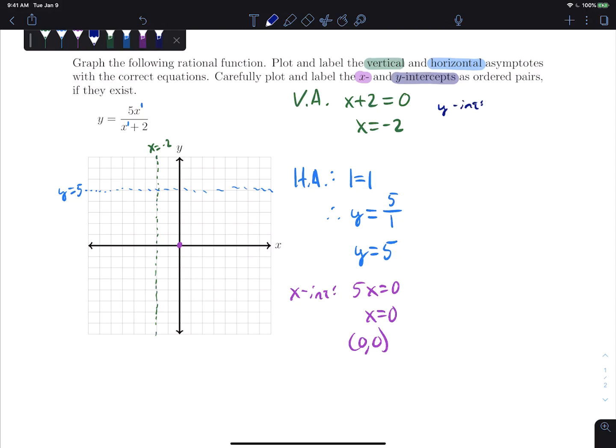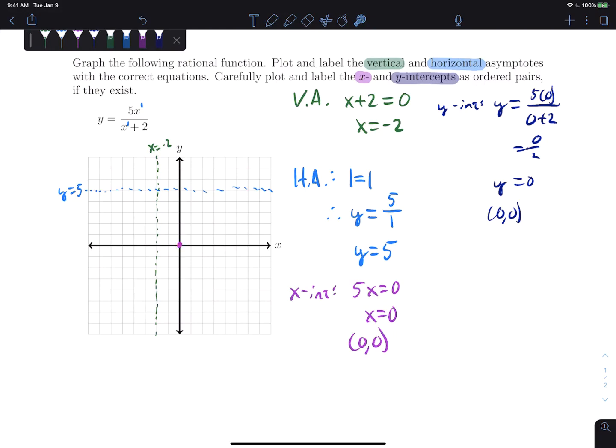I want to find where x is 0. I want to find the y value where x is 0. Simplifying, that gives me y equals 0. So the coordinate would again be (0, 0), and that should be the case.